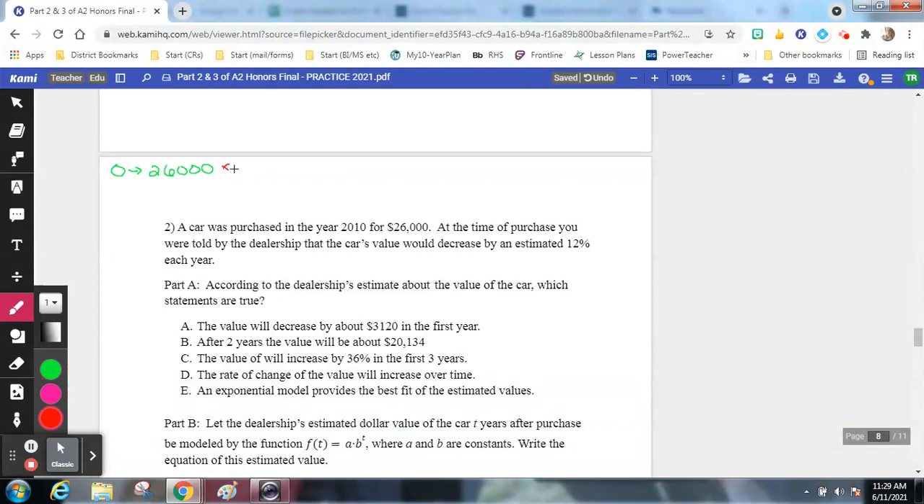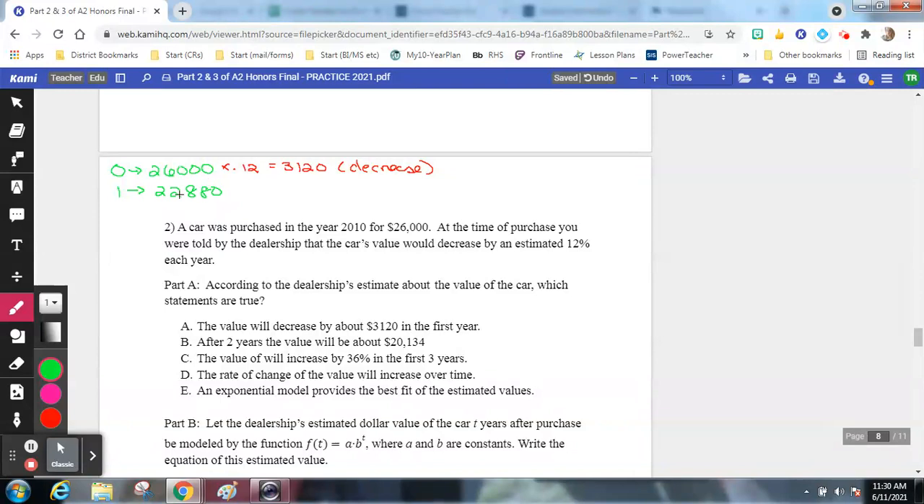I'm going to times that by 12%, and I get 3120. So that is the value's decrease. I'm decreasing to year 1, 3120. So year 1 is 26,000 minus 3,120. That gets me to 22,880.